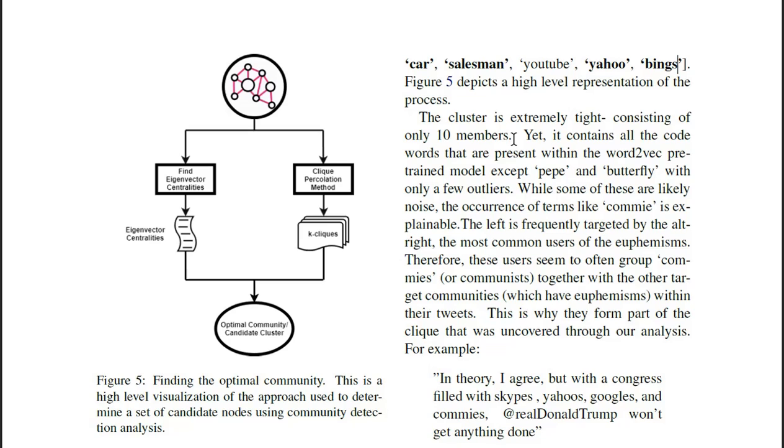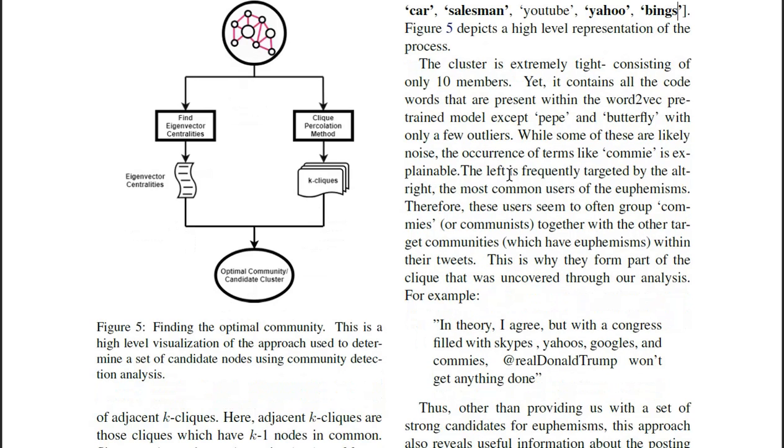The cluster is extremely tight, consisting of only 10 members, yet it contains all the code words that are present within the word2vec pre-trained model except Pepe and Butterfly, with only a few outliers. While some of these are likely noise, the occurrence of terms like commie is explainable. The left is frequently targeted by the alt-right, the most common users of the euphemisms. Therefore, these users seem to often group commies or communists together with other targeted communities which have euphemisms within their tweets. This is why they form part of the clique that was uncovered through our analysis.